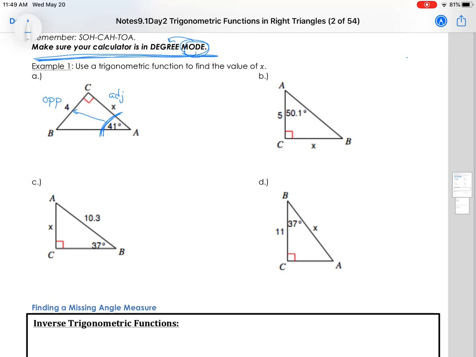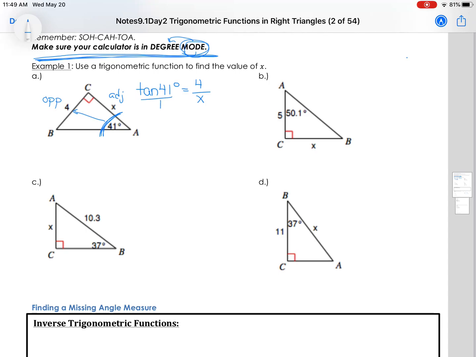So now you ask yourself, okay, based on what I have, opposite and adjacent, thinking SOHCAHTOA, those are the only 3 you have. Which one is it? Well, with opposite and adjacent, that's tangent. So we're going to set up a ratio. So I have the tangent of 41 degrees. You take the tangent of the angle equals opposite over adjacent.